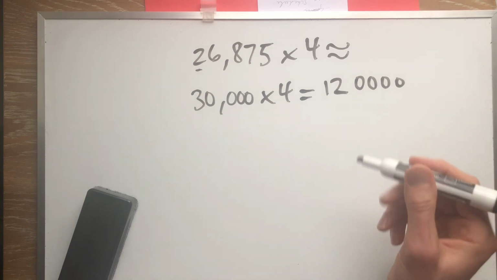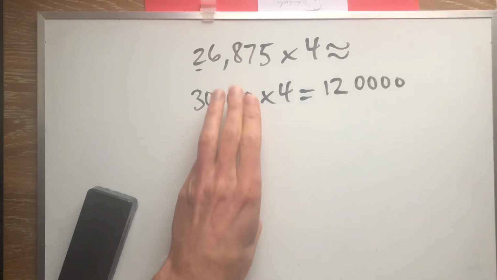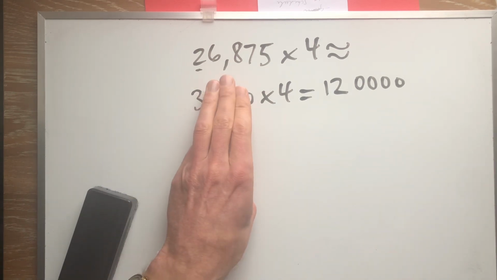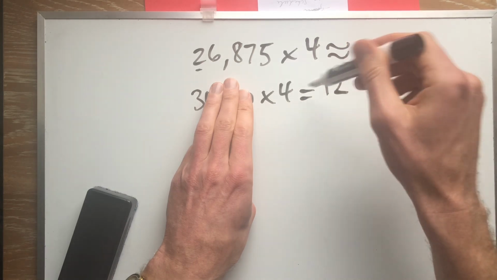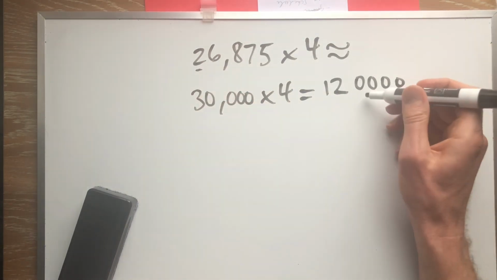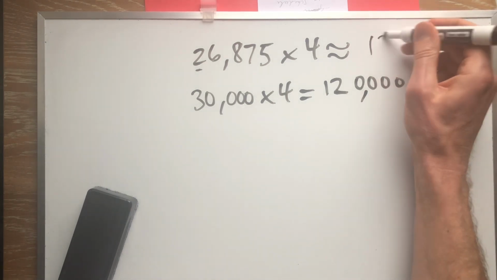Okay, 30,000 times 4: 1, 2, 3, 4. So 3 times 4 is 12. 30,000 times 4 is 120,000. So let's find the actual answer. That's my estimate.